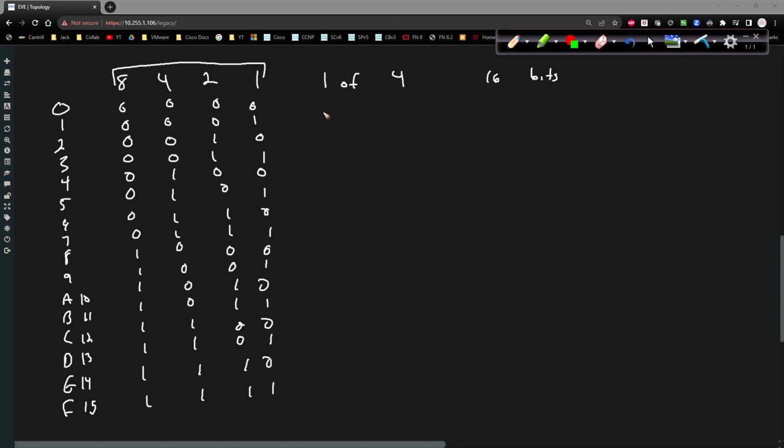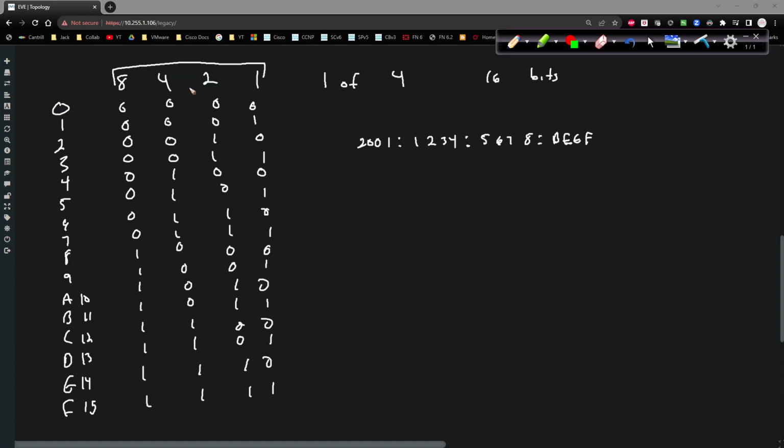So let's say, for example, the address 2001 : 1, 2, 3, 4 : 5, 6, 7, 8 : BEEF. Oh, that's supposed to be an F. So BEEF. This right here would be an IPv6 address.